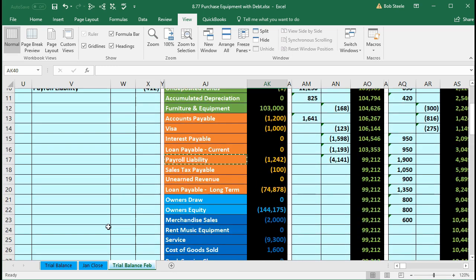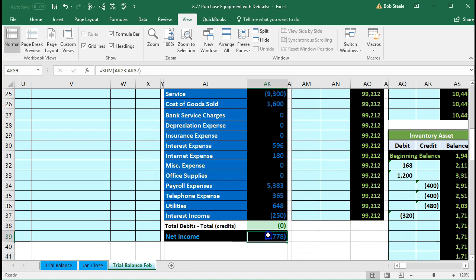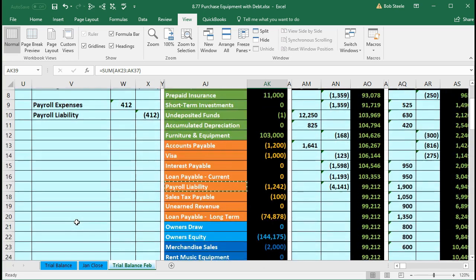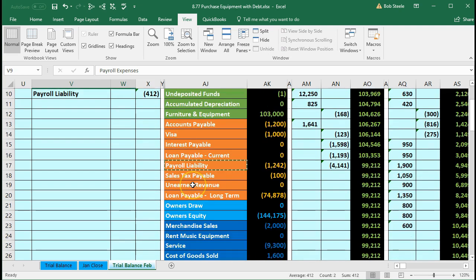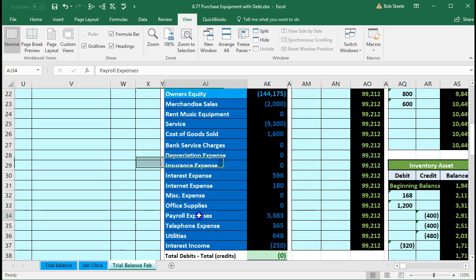Now we're scrolling back up. And note that, of course, that is still income. It's not a loss. It means that that's a credit, meaning the credits of revenue are higher than the debits of expenses. Scrolling back up, we're now going to post the payroll expenses. So second part of the second journal entry, payroll expenses.